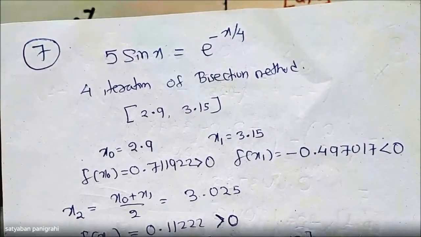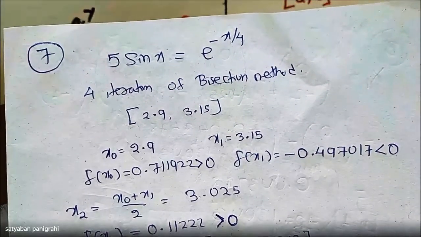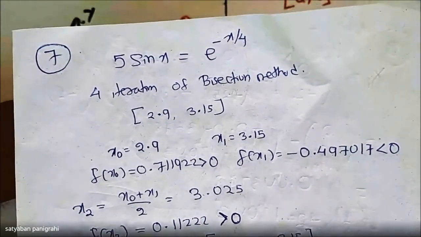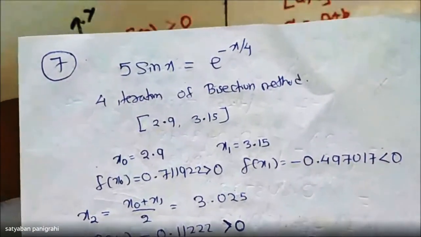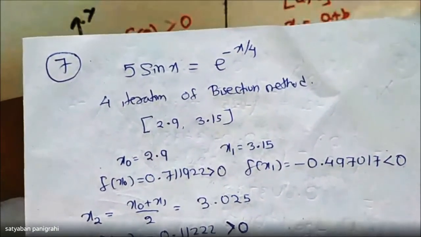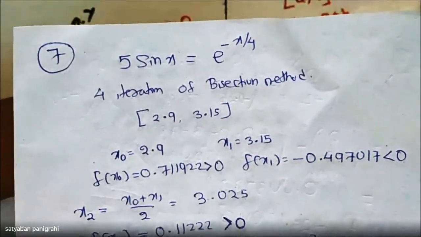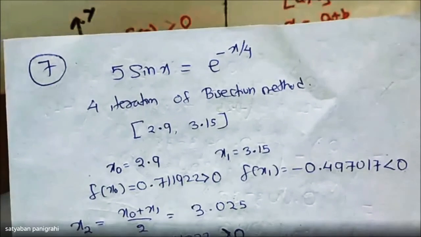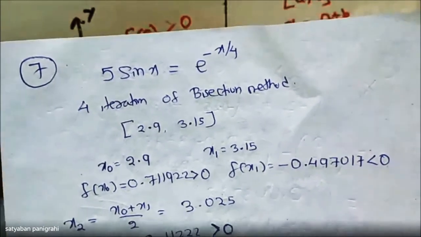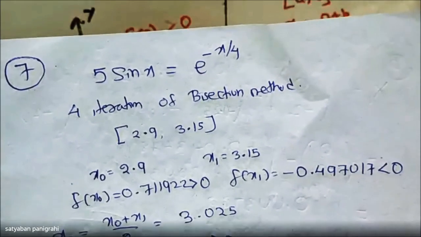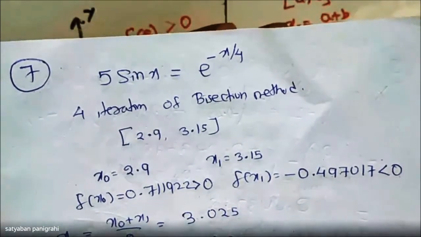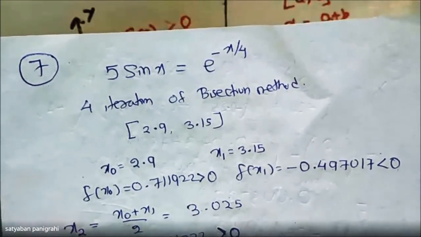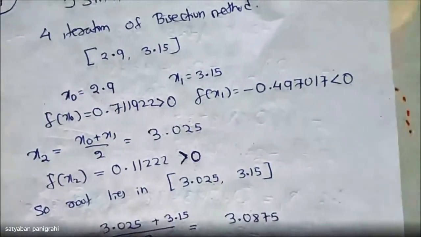5 sin x equal to e to the power minus x by 4. You have to perform 4 iterations of the bisection method to find a root lying between 2.9 and 3.15. I have already computed it, but when using your calculator you have to arrange the setting so that x is in radians, otherwise if it is degrees the value will come out different.